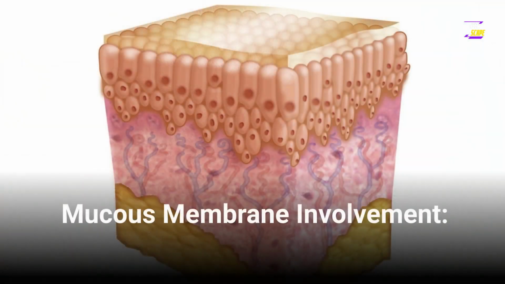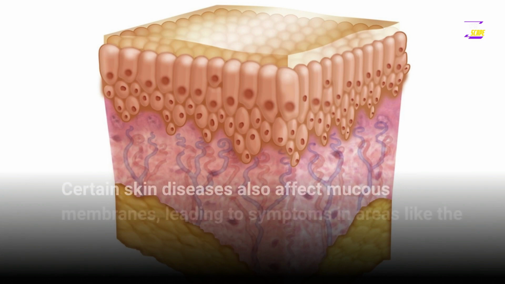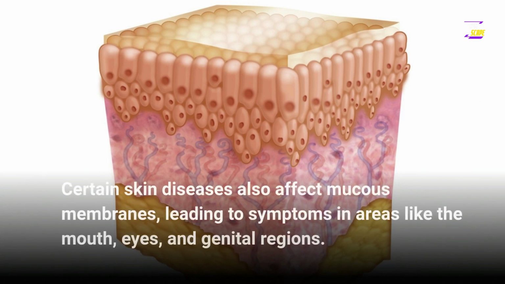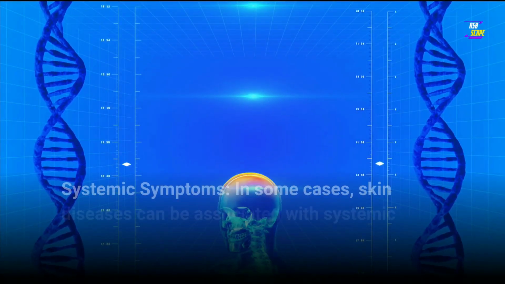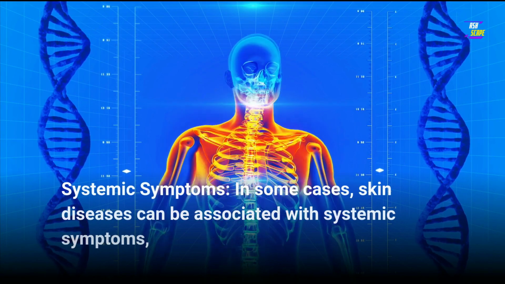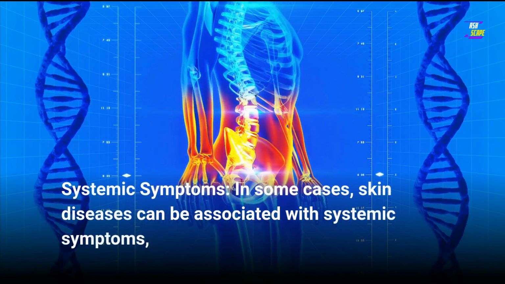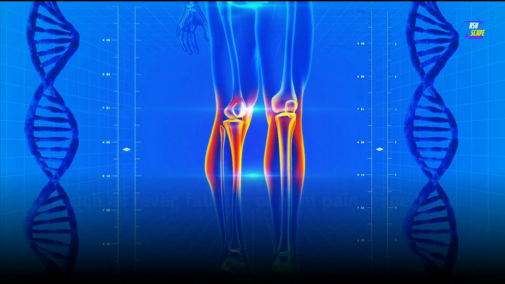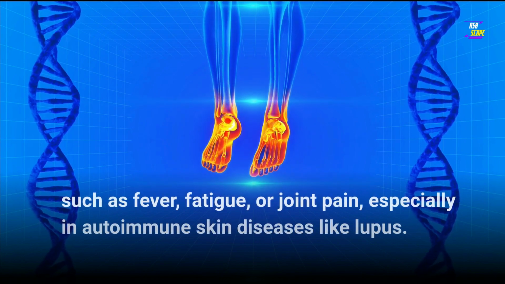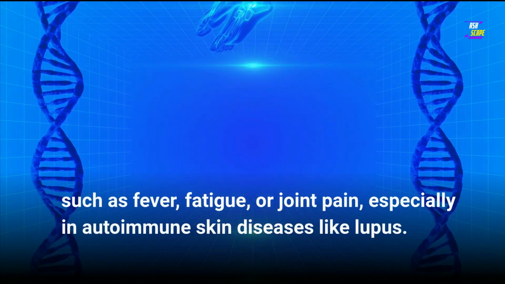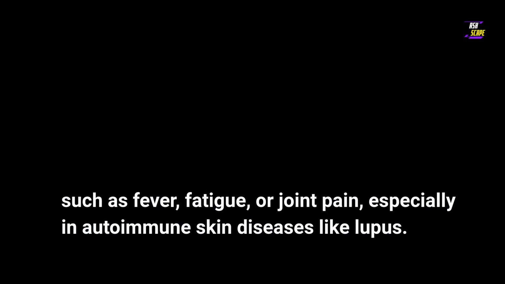Mucous membrane involvement. Certain skin diseases also affect mucous membranes, leading to symptoms in areas like the mouth, eyes, and genital regions. Systemic symptoms. In some cases, skin diseases can be associated with systemic symptoms, such as fever, fatigue, or joint pain, especially in autoimmune skin diseases like lupus.